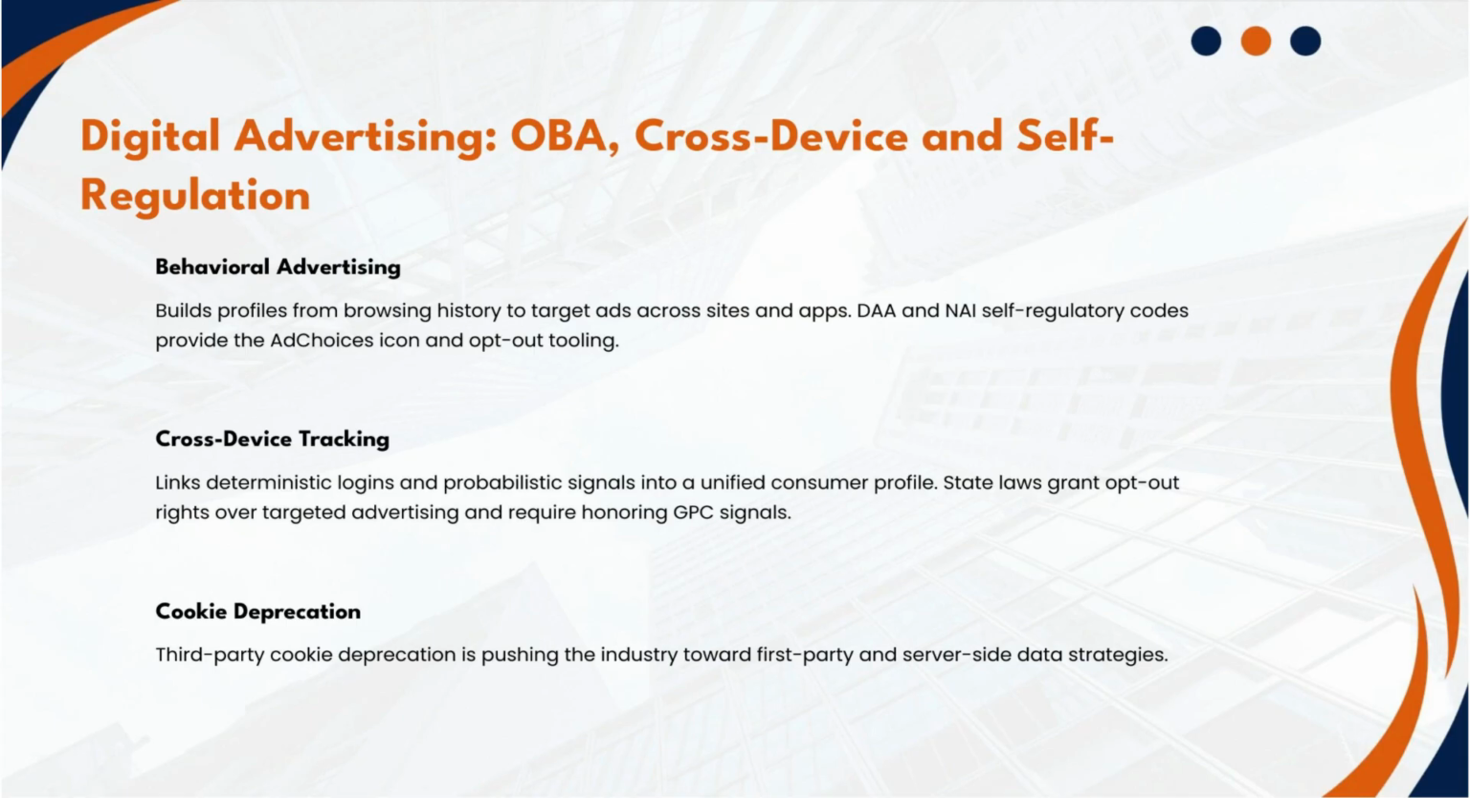Cross-device tracking is the next layer. Deterministic matching uses a login so they know it's you. Probabilistic matching infers it. Same IP address, similar patterns, overlapping behavior.